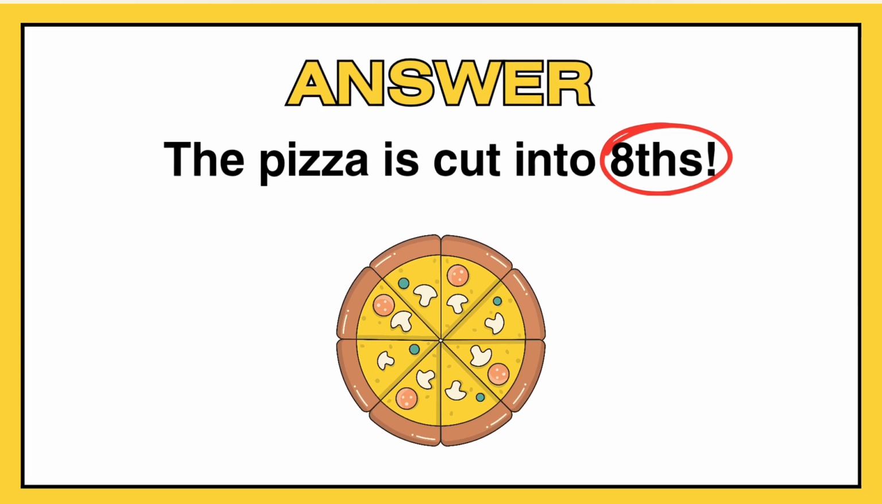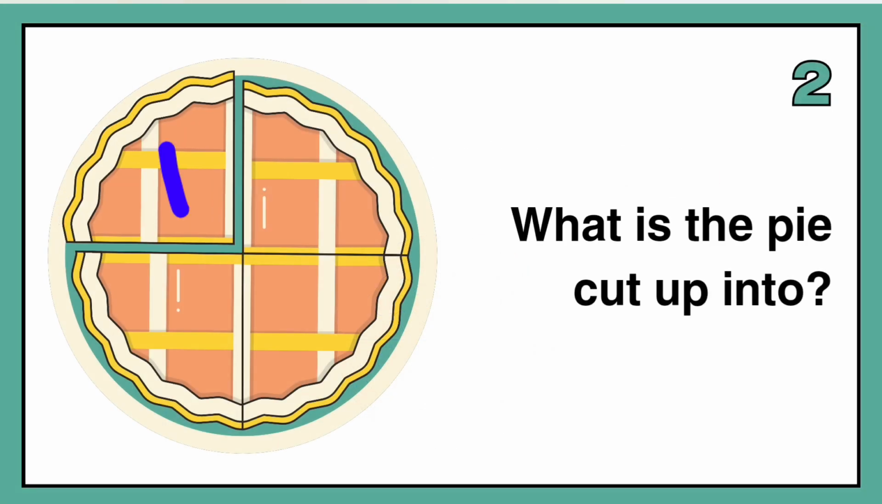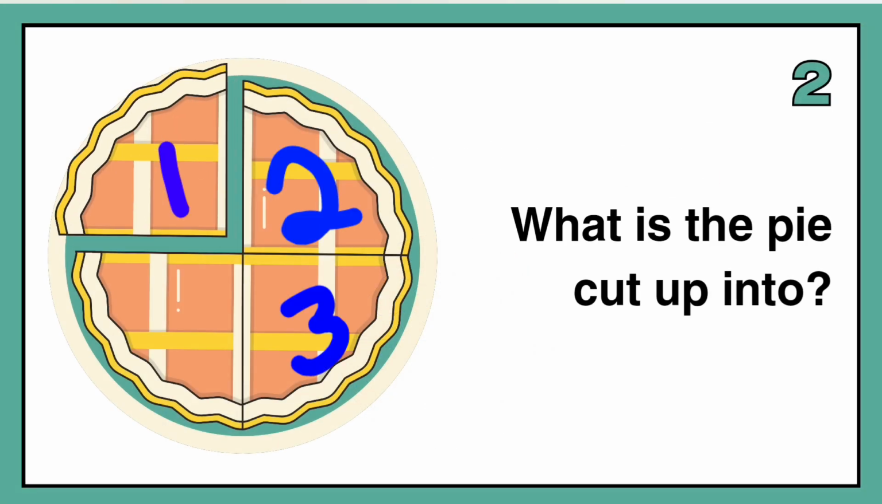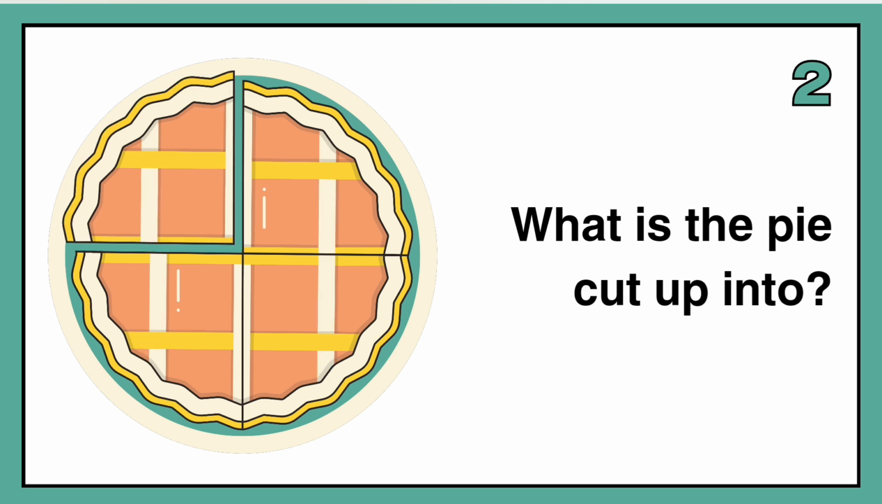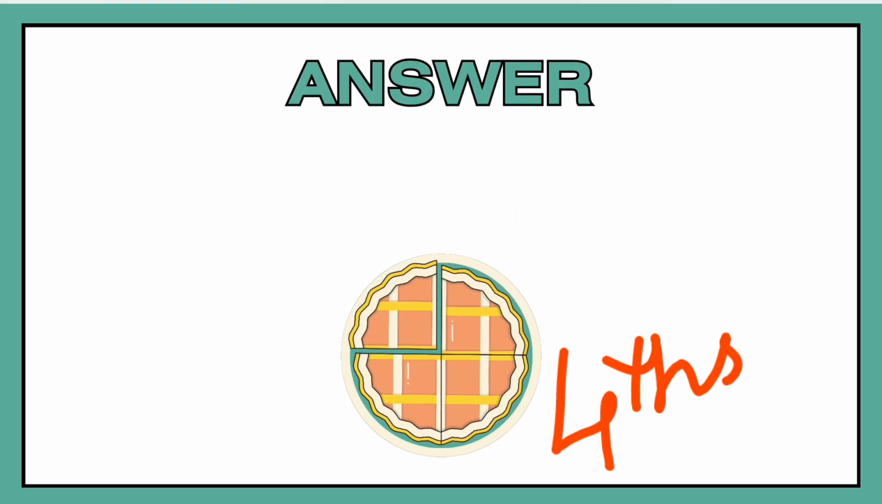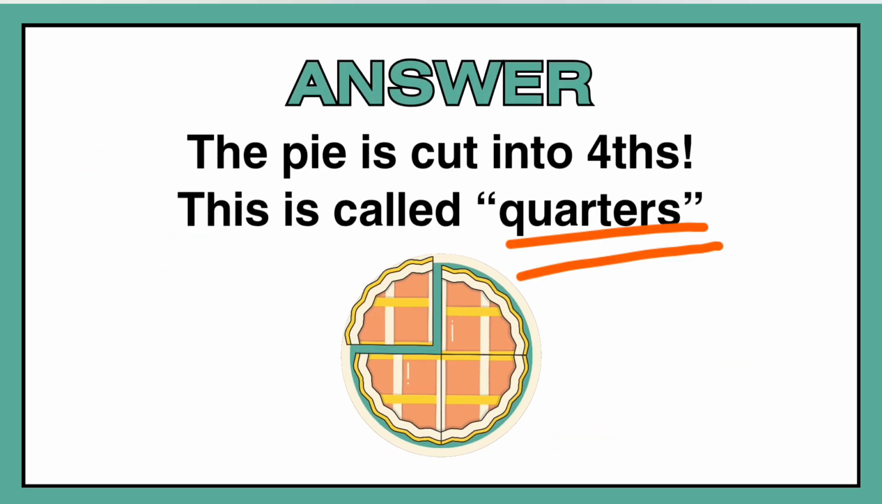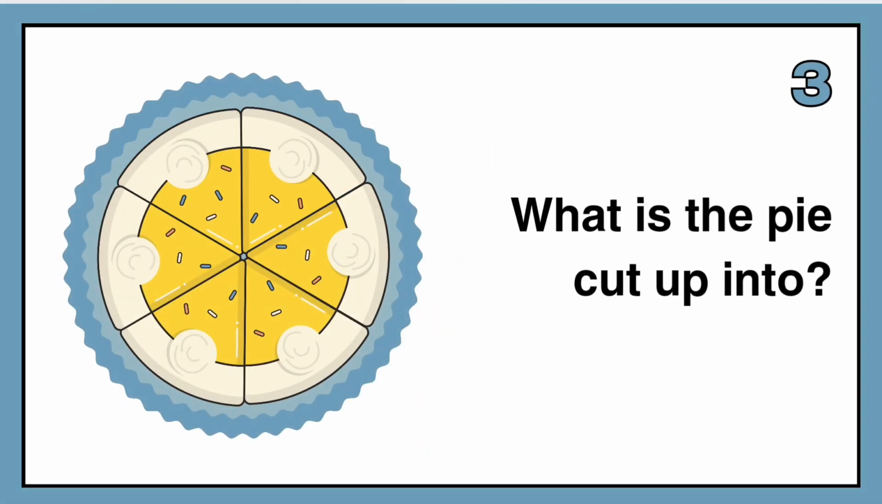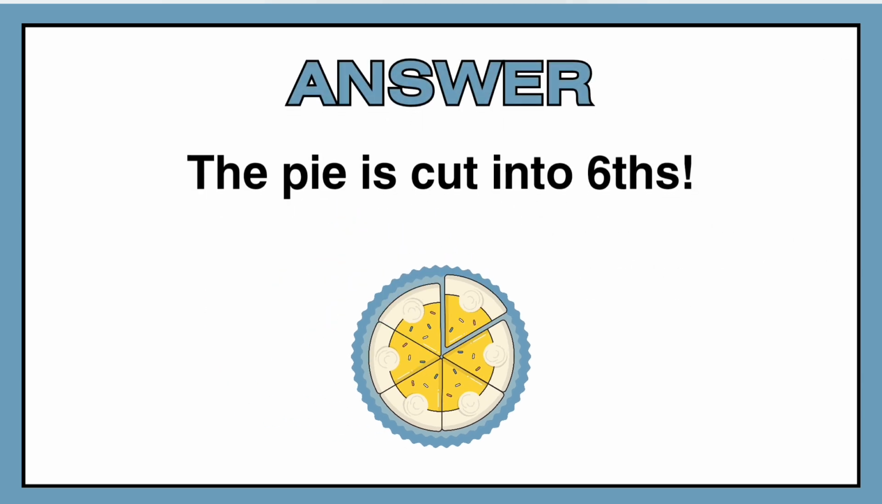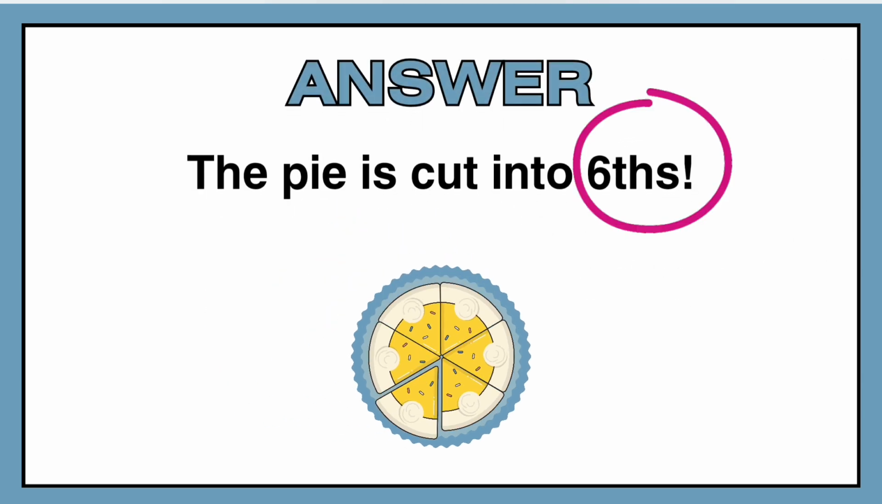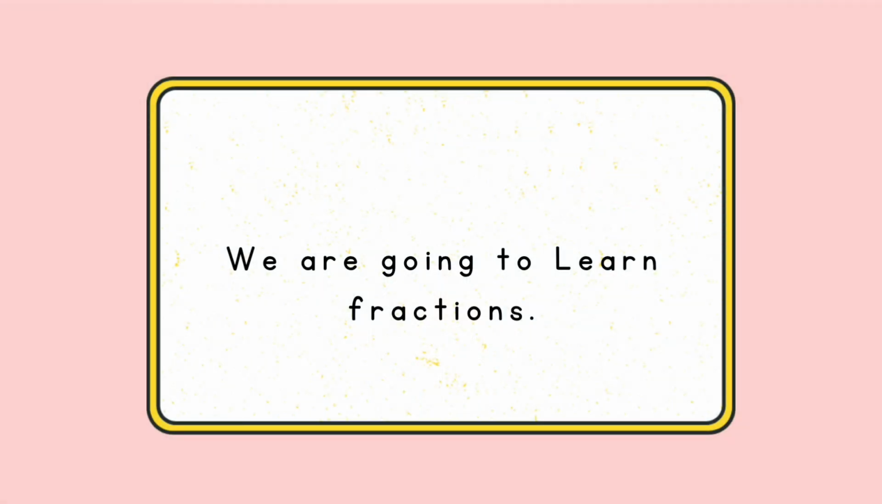In the second example, you can see a pie cut into 4 equal parts: 1, 2, 3, 4. Here these parts are called fourths. This is also called quarters. We are talking about whole parts, not a single one. Now, what is the pie cut up into here? In this image, you can see the pie is cut into sixths. Six parts are called sixths.